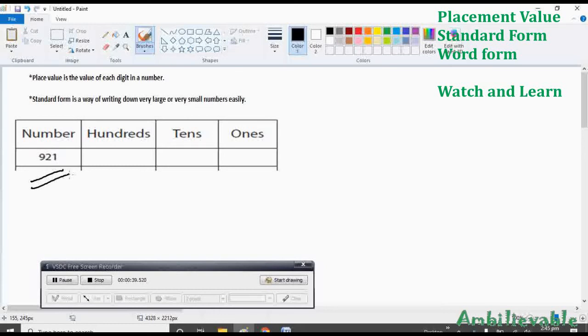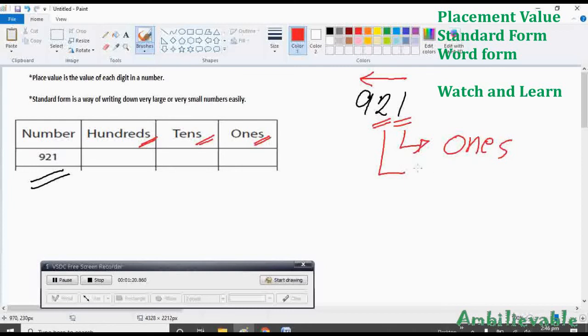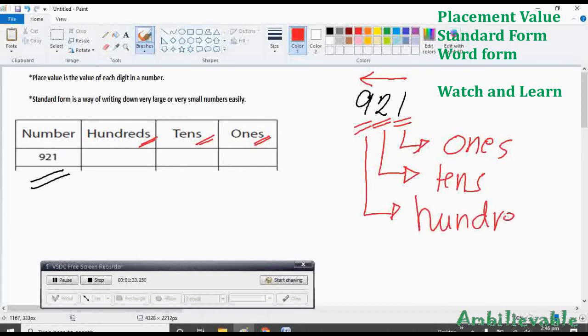There is always a technique on how to determine the place value of each digit. Let's start with this 921. Always start with the last digit going to the left, so that determining the place value will be easier. As you can see, we have hundreds, tens, and ones. The first digit will automatically be the ones placement, while the next number going to the left will be the tens placement. And the last digit going to the left will be the hundreds. So that's how you determine the place value of each digit.